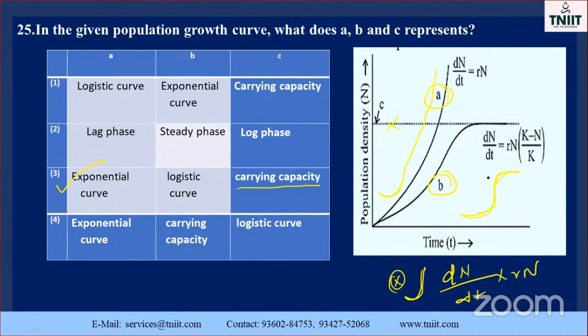Logistic curve, same thing. dN divided by dt equals rN within bracket K minus N by K. This is the formula for which one, do you know? Logistic curve. So these are very, very important points, my dear students. This is also a NEET question, 2023. Okay, this is very important, my dear students. Go to the next one.